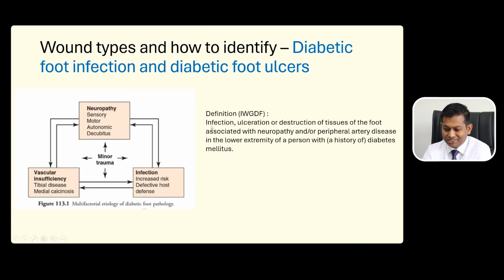If we go to the definition, it's an infection, ulceration, or destruction of tissues of the foot associated with neuropathy and peripheral arterial disease in the lower extremity of a person with diabetes mellitus. It's a long definition, but in simple terms, diabetic foot has components of neuropathy, infection, and vascular insufficiency to begin with, and this leads to mechanical disruption of the foot. Foot dynamics are altered, and there's a huge mechanism going on there.